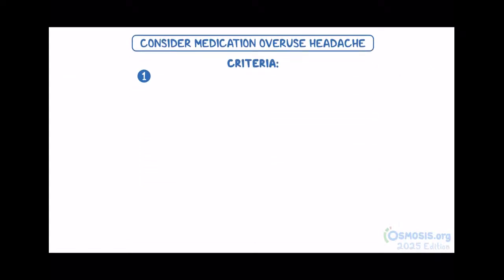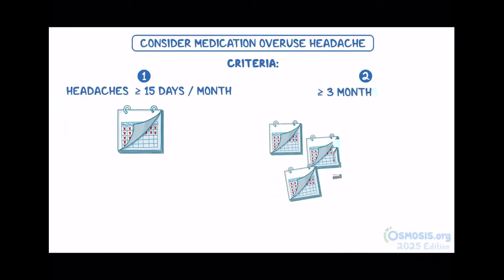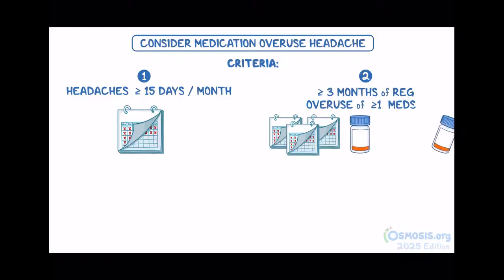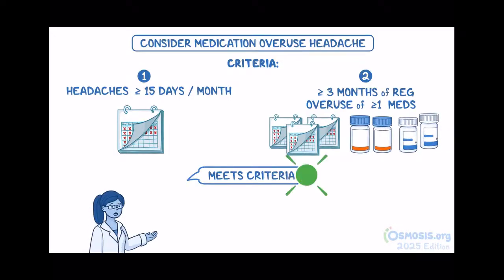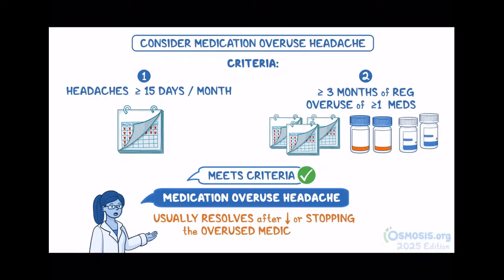First, a person with a pre-existing headache disorder is experiencing headaches at least 15 days per month. Second, there should be at least 3 months of regular overuse of one or more medications used to treat headaches. If your patient meets these 2 criteria, diagnose medication overuse headache, which usually resolves after reducing or stopping the overused medications.